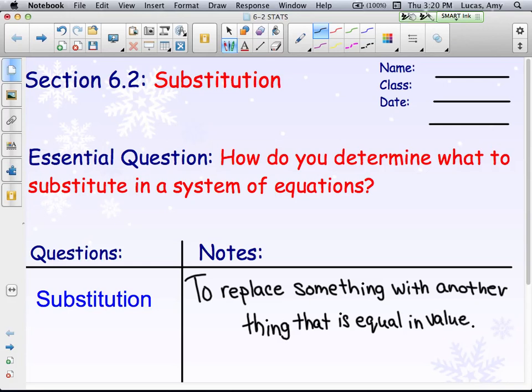Probably the easiest example to use for this would be when you're working with money. A lot of times, someone will ask for change for $1, and that change might mean 4 quarters, 10 dimes, 20 nickels, or a combination of those things. It might mean 2 quarters and then 5 dimes. So making change for $1 is substituting that dollar with some coins that are equal in value. That's just one example of substitution.